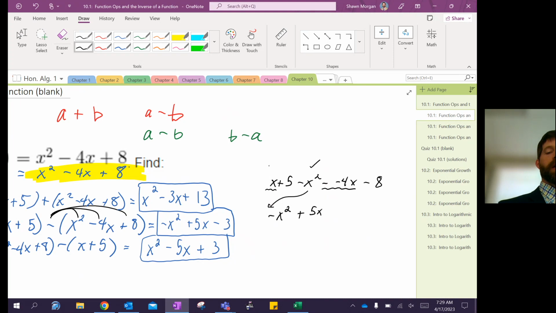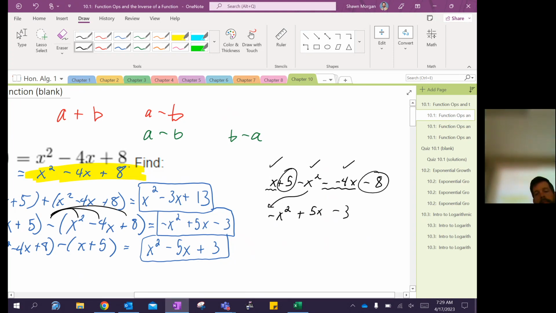And then over here, once those were out of the way, we had a 5 and a negative 8, and that made for a negative 3. Okay. And so the idea of subtracting a negative, we changed the sign to a positive, and then we just lined up our terms there. And it would work similarly for number 3.